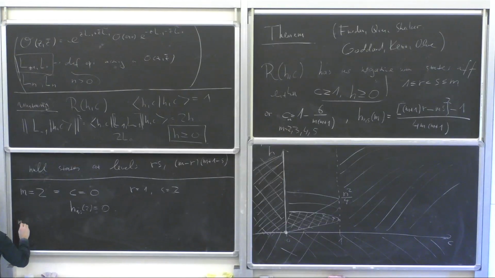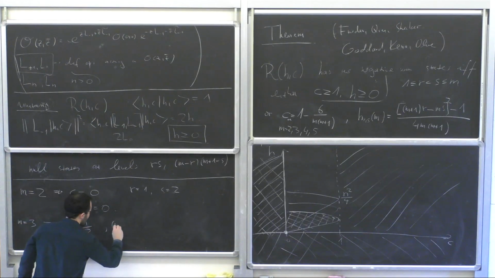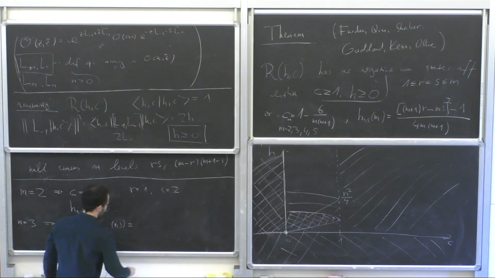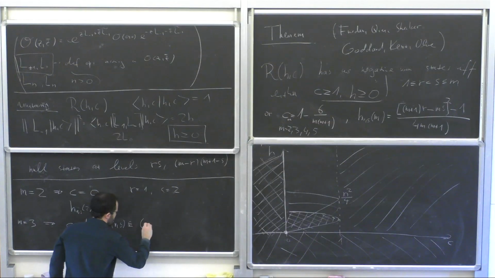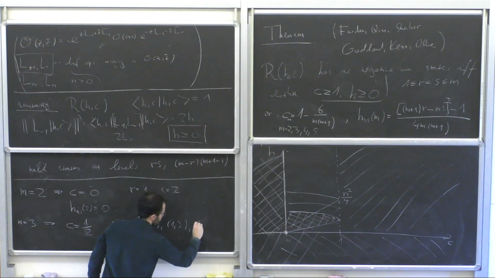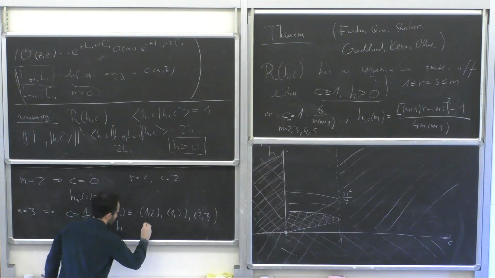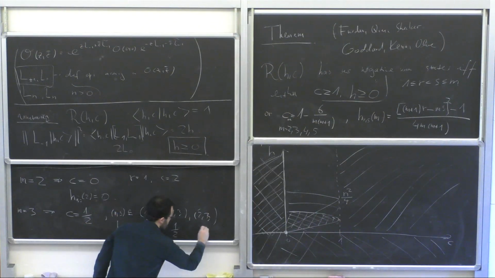Then at m equals 3, the central charge is 1/2, which happens to be the central charge of the two-dimensional Ising model. And here we have 3 possibilities for R and S, namely (1,1), (1,3), and (2,3), where the corresponding h can be computed. Here it's 1/16. This one is 1/2, and this one is 0.